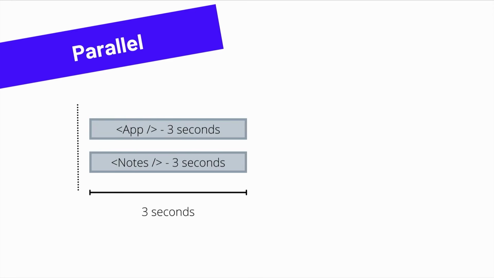Now, Remix allows you to do this. Remix allows you to fetch all the data for a whole page all at once. That speeds up your app a lot because you're fetching all the data for the whole page before you even render any of it. And then once it's all loaded in parallel, you finally display the whole page.